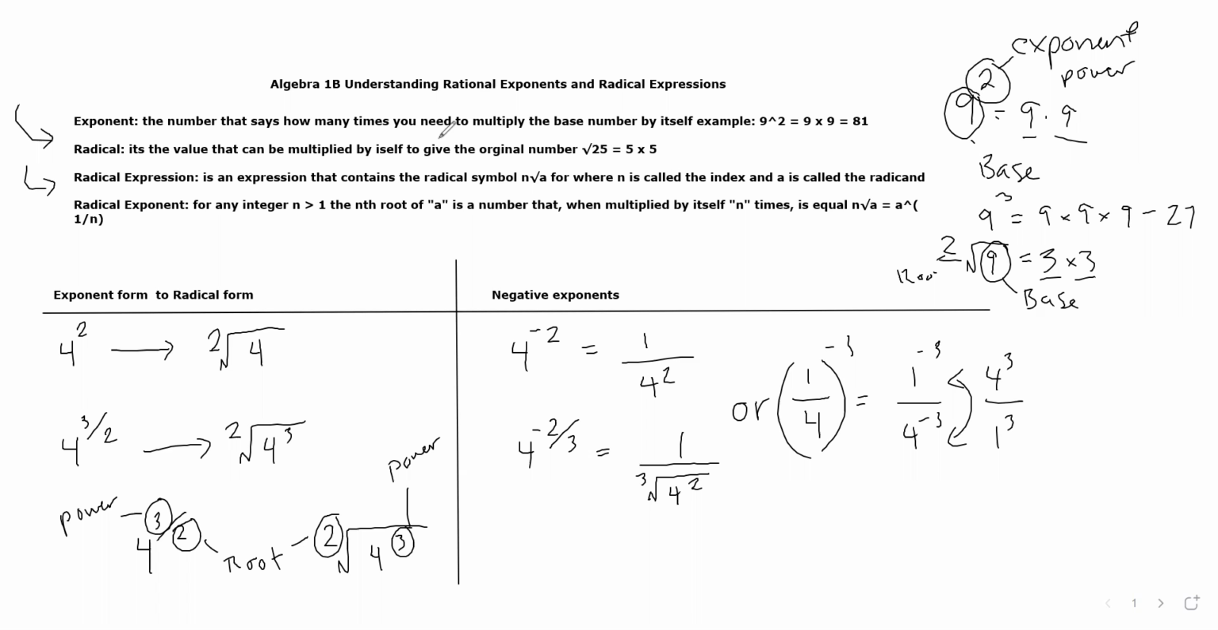Notice I have n root a. That's just a way to separate what's going on. The n in that case would be another word called the index. I just call it the root. Whatever you want to call it, it's the number that's going to tell you what to do. The A is the radicand.